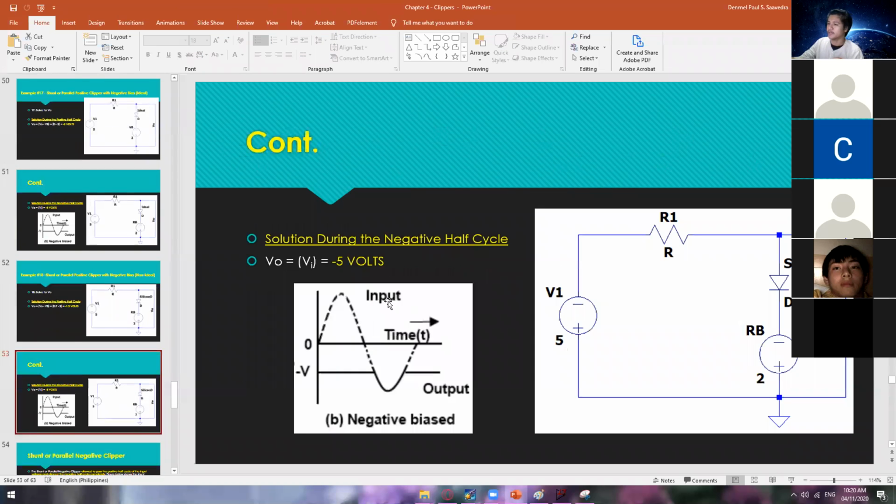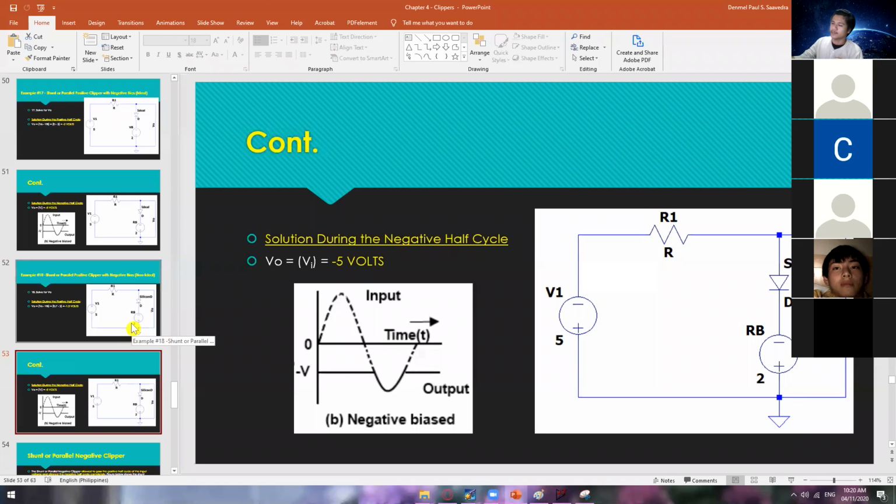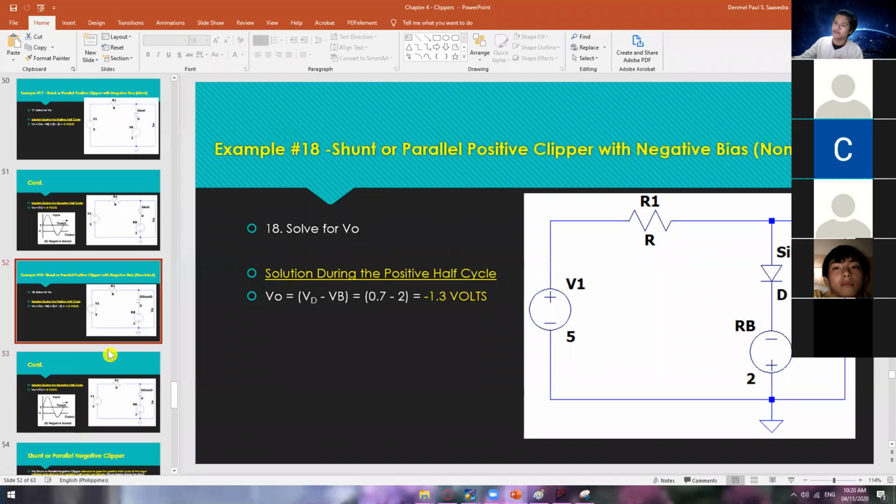And then during the negative half cycle, it is still the same, even though this one is a silicon diode and has a voltage threshold, this one will become a reverse bias anyway. So our voltage input will now pass through our V sub O instead of this path. So still -5 volts. So -1.3 and then onwards up to -5 volts. Okay, so that's it for the parallel positive clipper with negative bias, which is non-ideal.